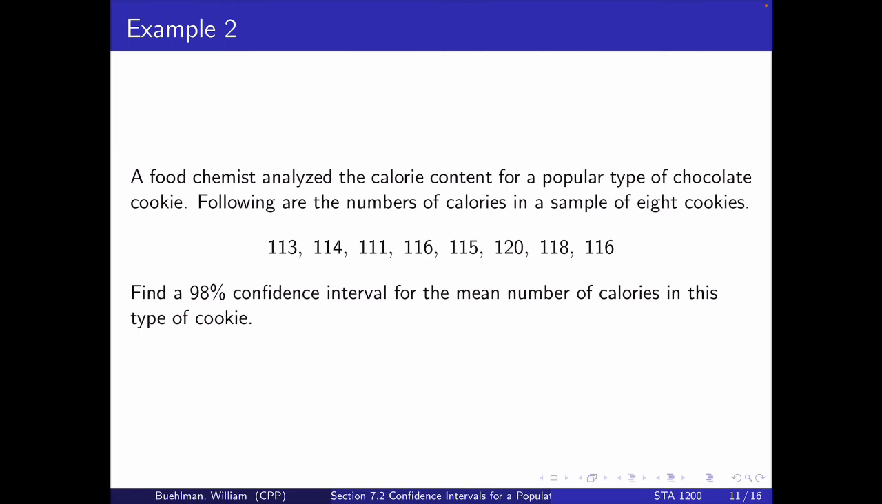A food chemist analyzed the calorie content for a popular type of chocolate cookies. The following are the numbers of calories in a sample of 8 cookies. So here are the different 8 cookies and their calorie contents. Find a 98% confidence interval for the mean number of calories in this type of cookie.